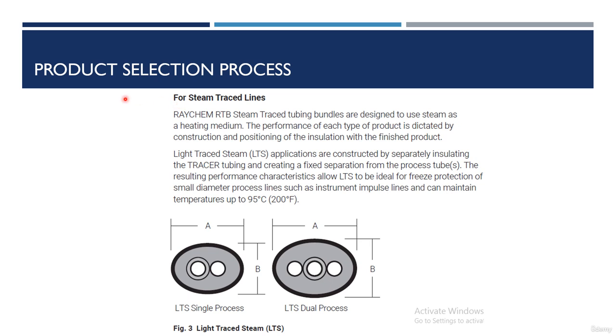The next option is the steam tracing line. Steam trace tubing bundles are designed to use steam as a heating medium. The performance of each type of product is dictated by construction and positioning of the insulation within the finished product. Light trace steam (LTS) applications are constructed by separately insulating the tracer tubing and creating a fixed separation from the process tubes. The resulting performance characteristics allow LTS to be ideal for freeze protection of small diameter process lines such as instrument impulse lines and can maintain temperatures up to 95 degrees Celsius.